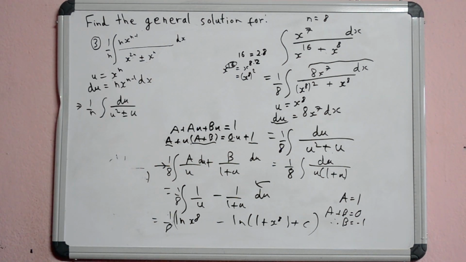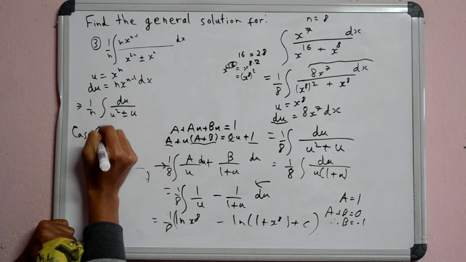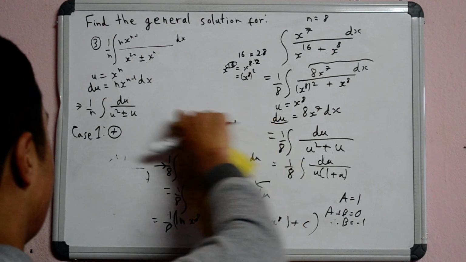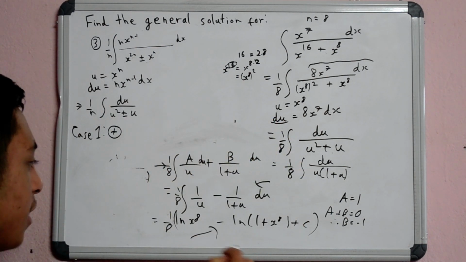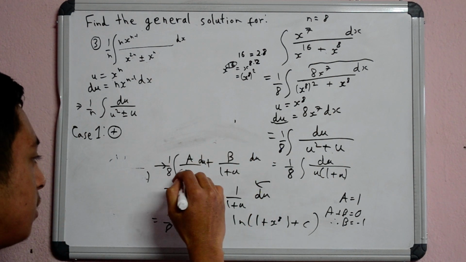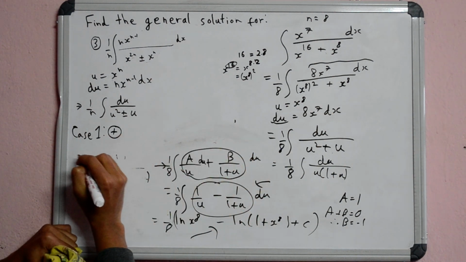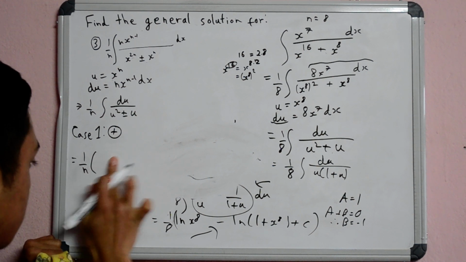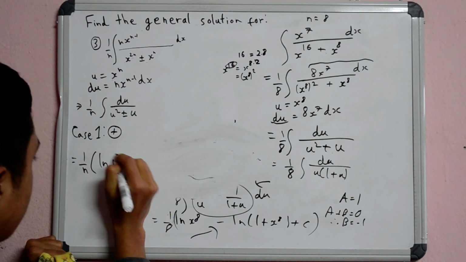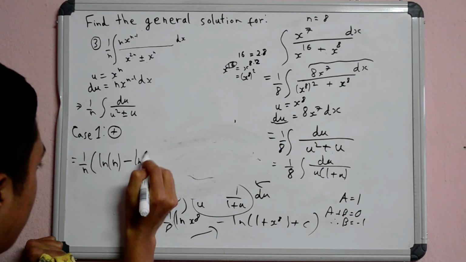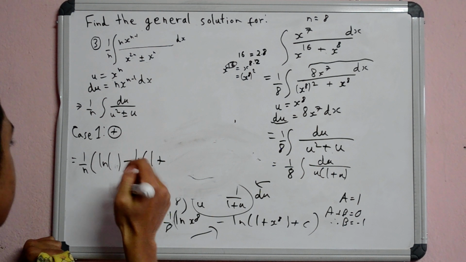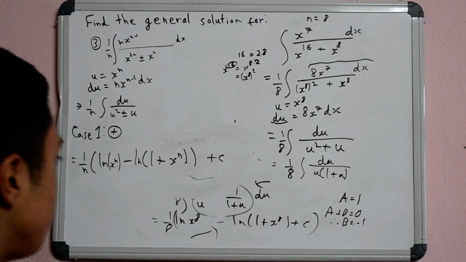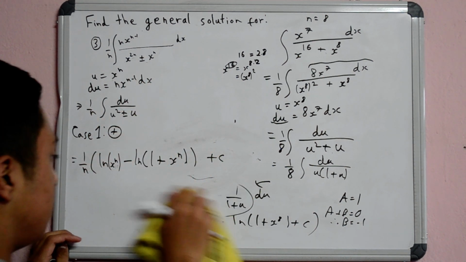Now, first case 1, we choose the plus. Now we know if we choose the plus, we will get this right here, and because all of this process right here will be the same, in fact we'll get 1 by n ln of x to the power n, minus ln of 1 plus x to the power n, plus c. So that is the general solution when the case is positive.